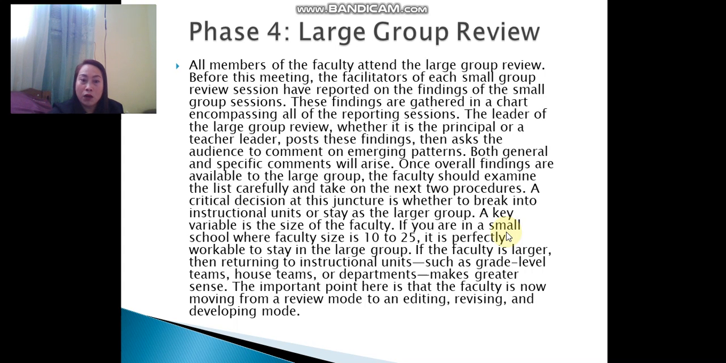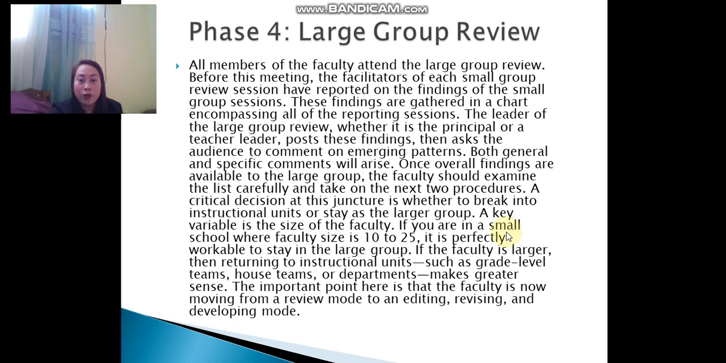So if you are in a small school where faculty size is 10 to 15, it is perfectly workable to stay in a large group. If the faculty is larger, then returning to instructional units such as grade level teams, house teams, or departments makes greater sense.